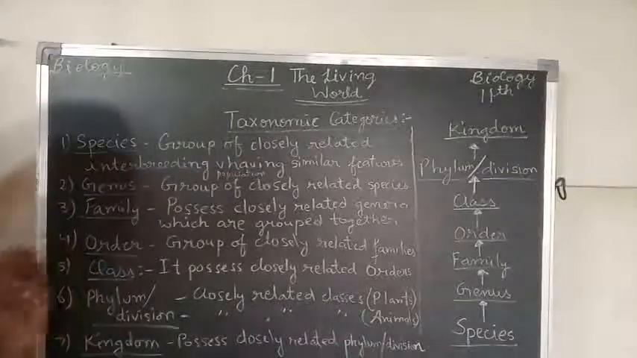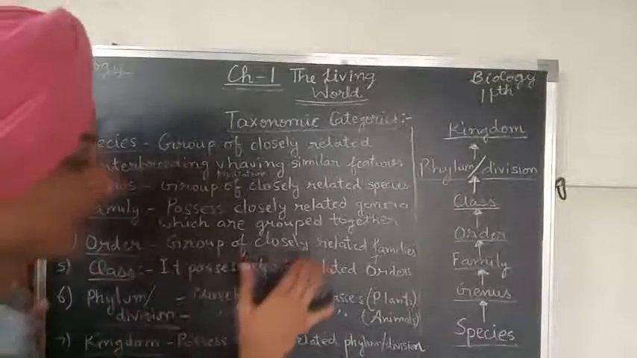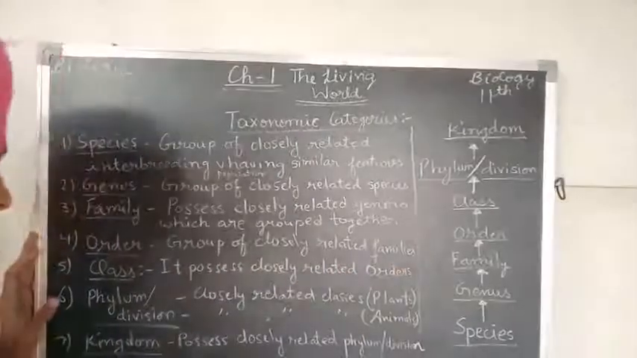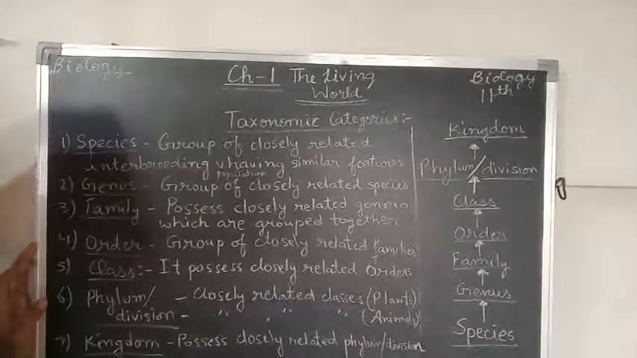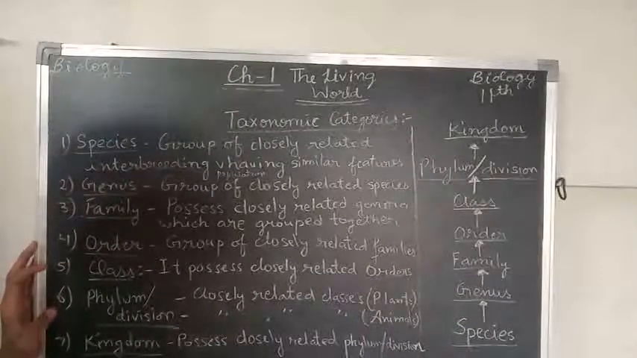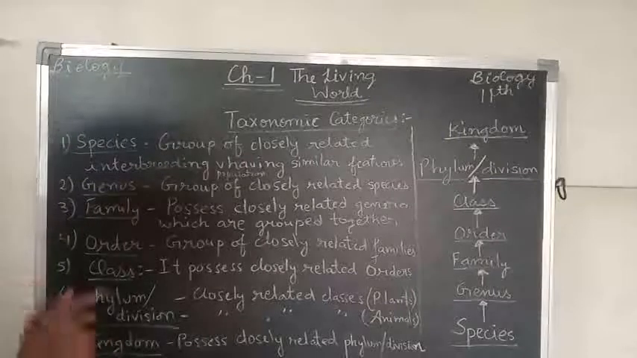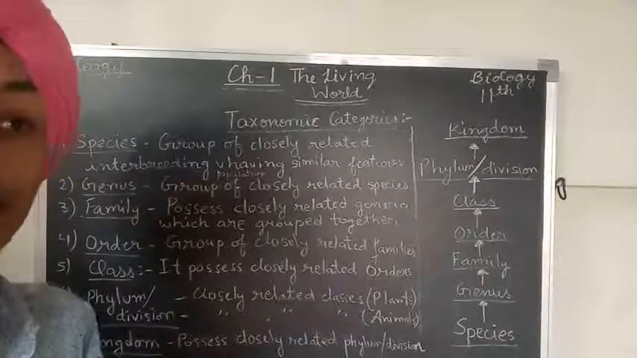Next one is order. Order is a group of closely related families. Class. Class possesses closely related orders.